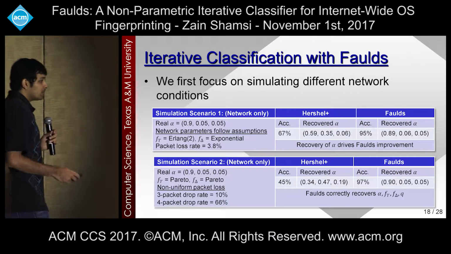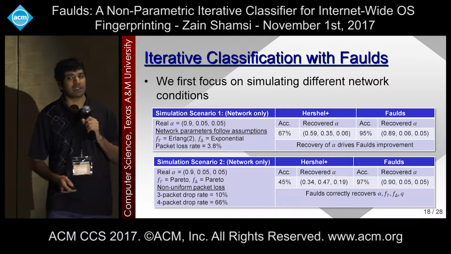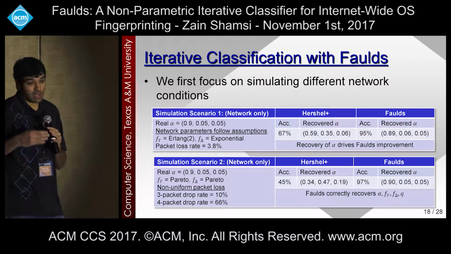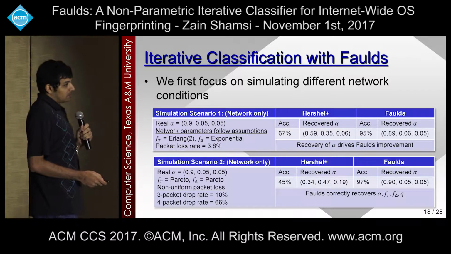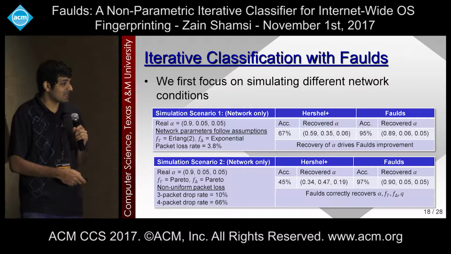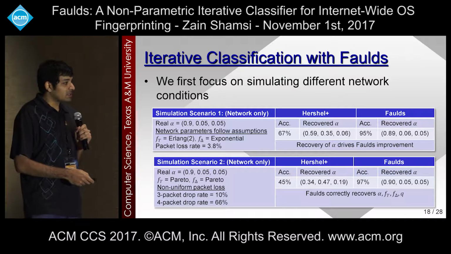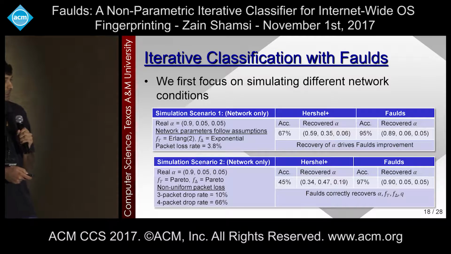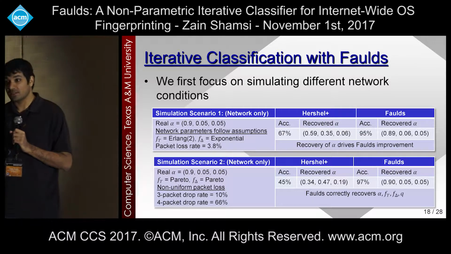Now in our second scenario, we change our network parameters to Pareto, and we also test non-uniform packet loss. So we say if your vector has 3 packets, we drop with 10%. If it has 4 packets, we drop 2/3 of them. Here, this causes problems for Herschel Plus. It goes down to 45%. The recovered alphas are getting further away. But Faulds actually is able to recover the correct alpha, F_T, F_delta, and packet loss to get a pretty perfect alpha as well as 97% accuracy.